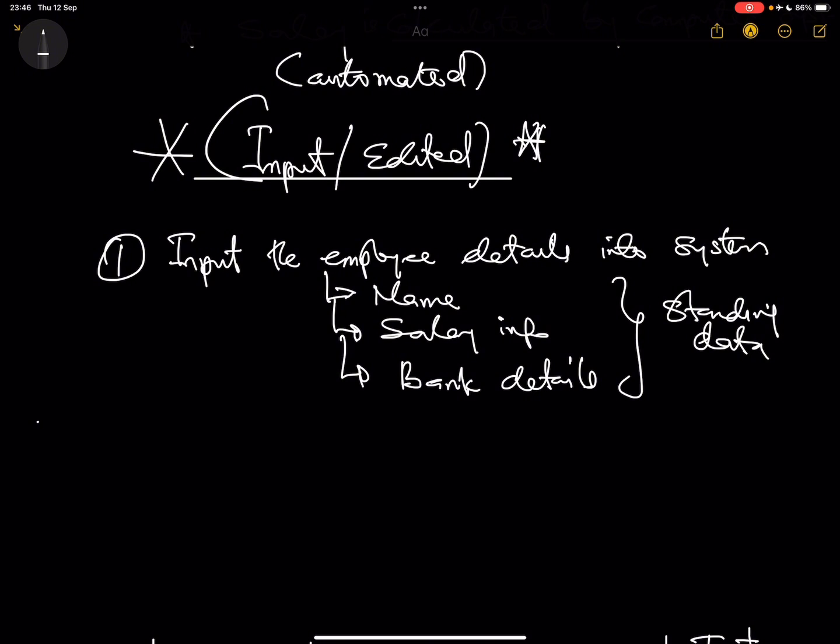Not that they are permanent forever, but compared to other information you will see as we move on, you see that the name of staff doesn't change often. The salary information will not also change often because it will only change when management decides to increase salary or you are promoted, and that doesn't happen every day. Likewise, the bank details, a staff will not be changing bank every day, not even every month, not likely even every year. So relatively, this type of information are standing data, they don't change often.